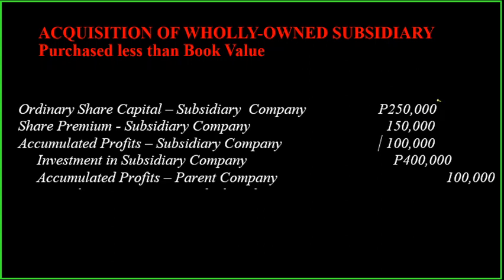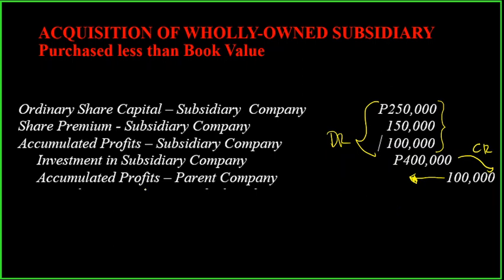Debit to your stockholders' equity accounts for the subsidiary, a total of 500. Okay, you credit your investment in subsidiary, and this one should be indented, and accumulated profits, parent company. So they are not aligned. This one will be your debit, and these two items right here will be your credit, a total of 500,000 pesos.